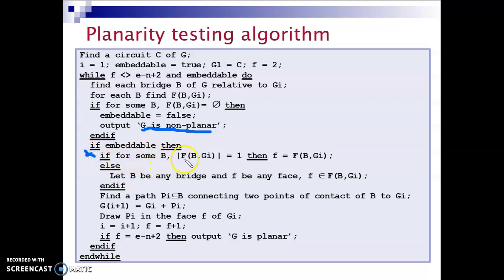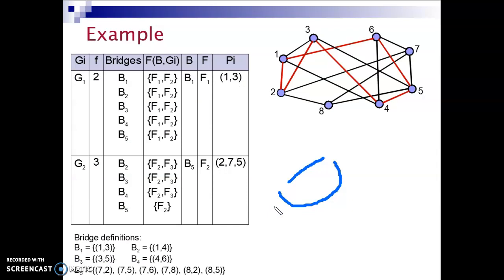If for some bridge the number of elements in the set is equal to 1, then we choose that bridge. Otherwise, we can choose any bridge we want. So going back to this example, now after identifying all the faces, we need to make a choice. We will choose one of the bridges. And since all of them are embeddable on both of the faces, we can choose randomly one of those bridges.